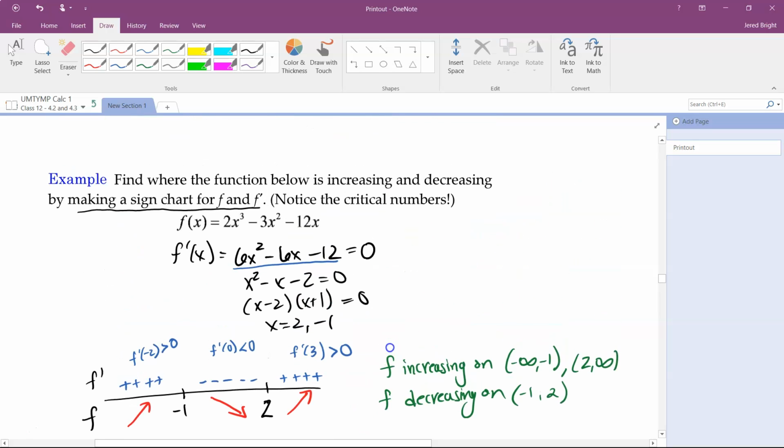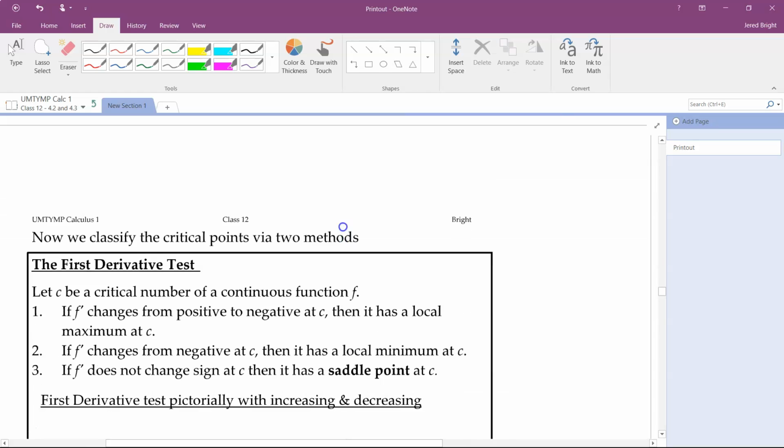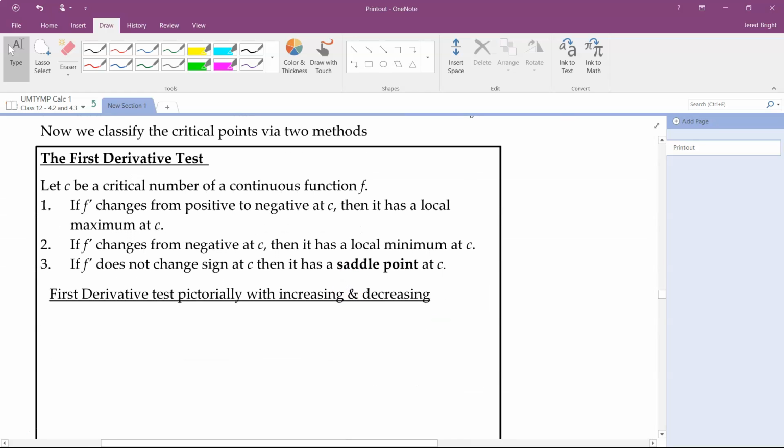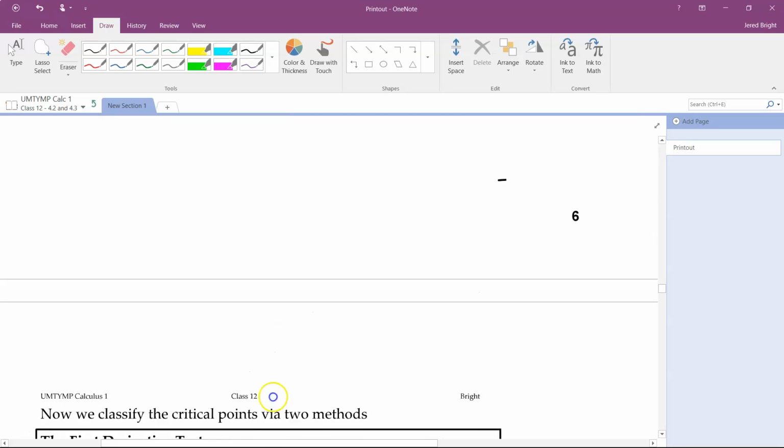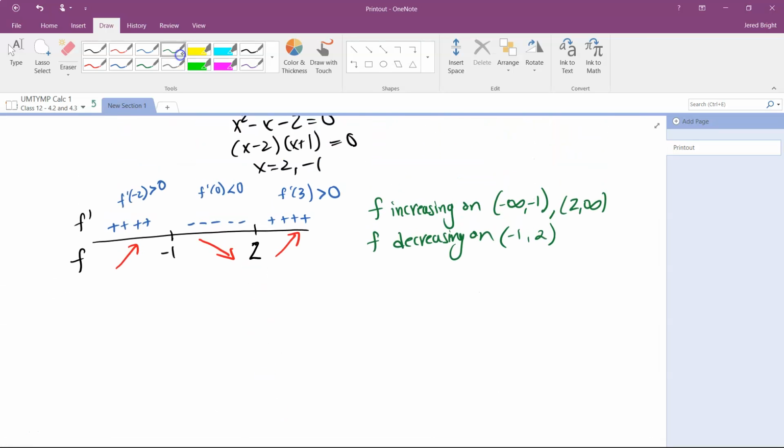all of this sign chart and critical numbers talk leads into what we know as the first derivative test. Okay, so what this allows us to do is formalize what we saw in the last example. And we say that if we find the critical numbers, if f prime changes from positive to negative at c, it has a local max. So all that means here is that it changes from positive to negative, right? So that means we have a local max at x is equal to -1.